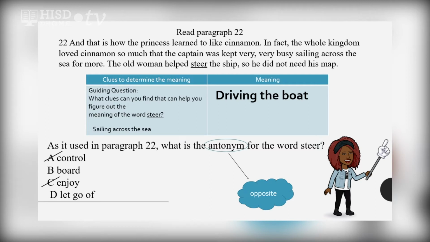So now I have to board or let go of. So if they're driving the boat and she's helping to steer the boat or the ship, I'm going to say that the best answer choice is going to be answer choice D, to let go of. Because if she's driving the boat, the opposite of driving the boat is letting go of it. So D is going to be the antonym of the word steer as it is used in this sentence.